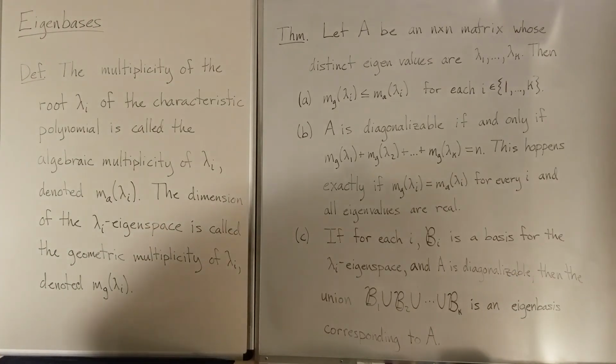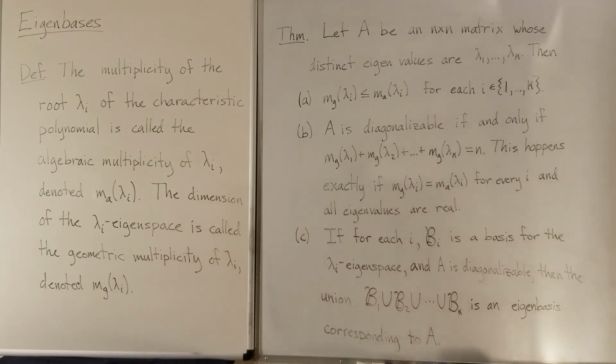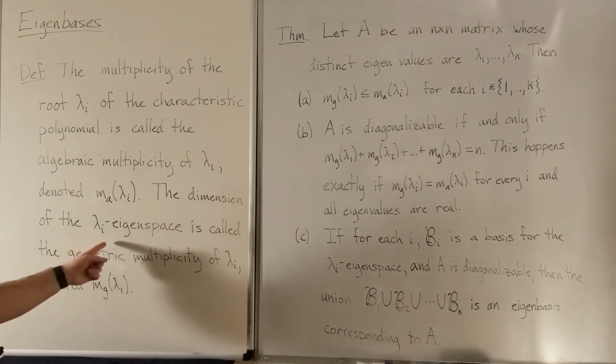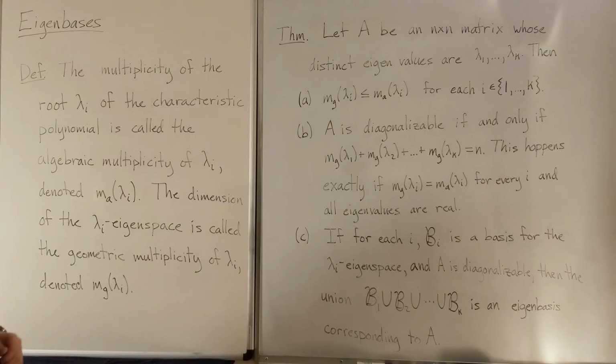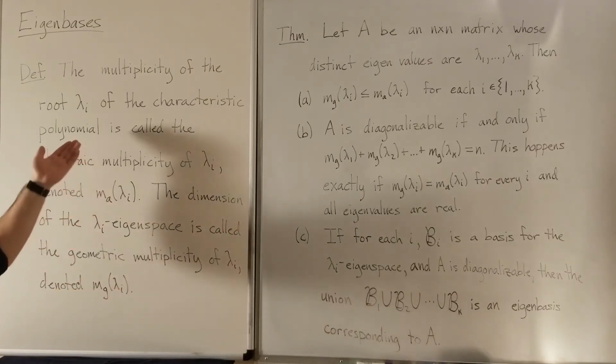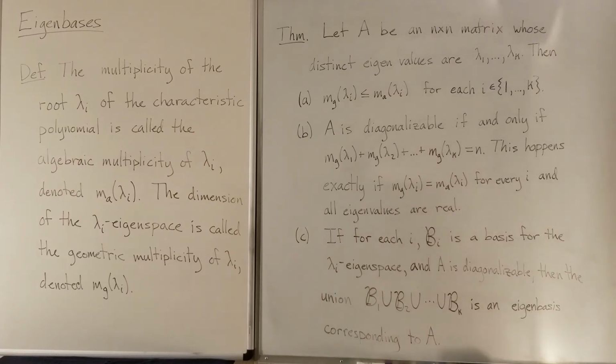Another type of multiplicity that we could talk about is the dimension of the lambda I eigenspace. And this is called the geometric multiplicity. So one's algebraic because it comes from the polynomial, and the other one's geometric. It is the dimension of the lambda I eigenspace. Okay, and it has this notation.